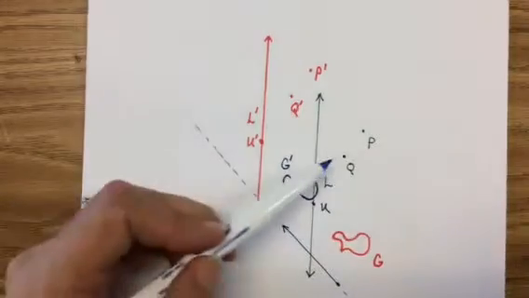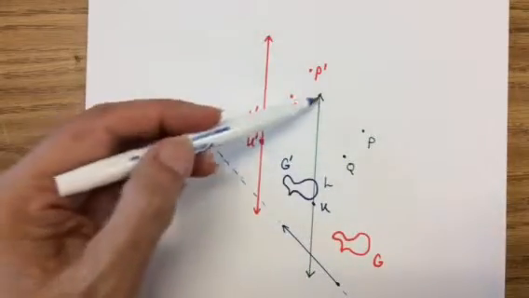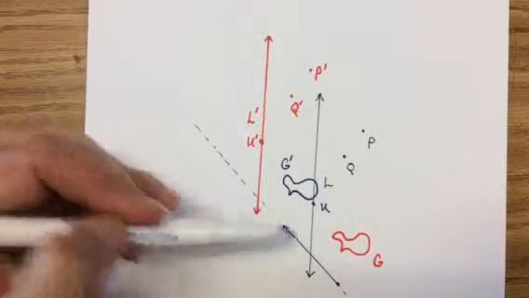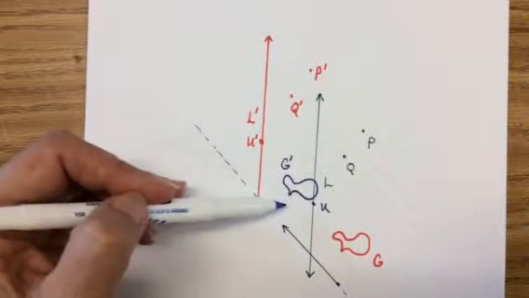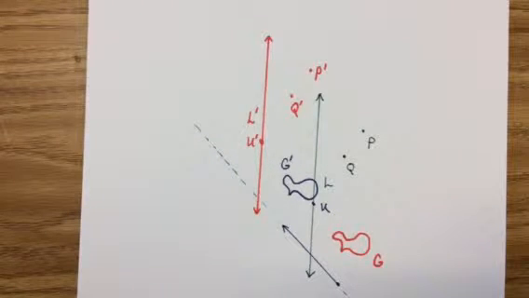Okay, so what we're doing is we're discovering some properties of translations. We know that points map to points, lines map to lines, figures map to figures that are the same shape and size. And there's one last thing we want to look at.